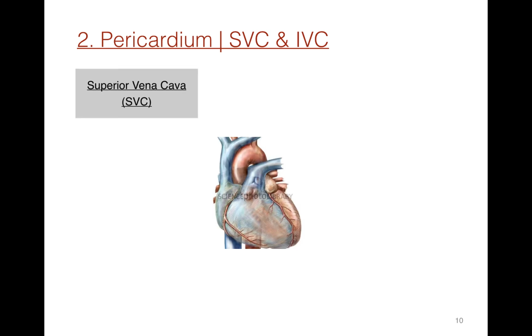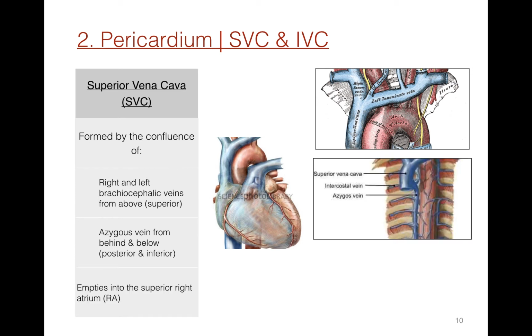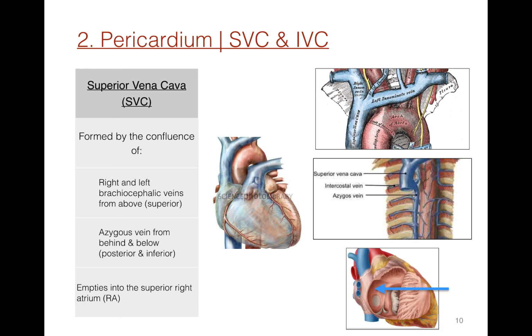The superior vena cava, SVC. It's formed by the confluence, meaning the coming together, of the right and left brachiocephalic veins from above and from the azygous vein from behind and below. They come together, as I said, to form the SVC, and the SVC empties into the superior right atrium.